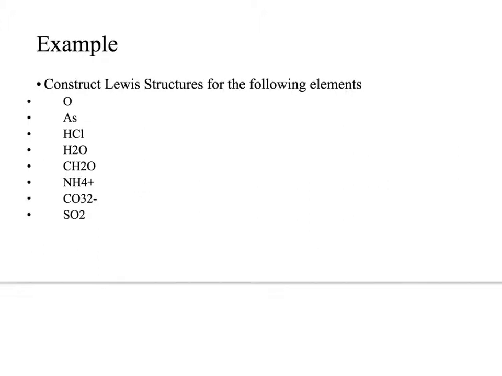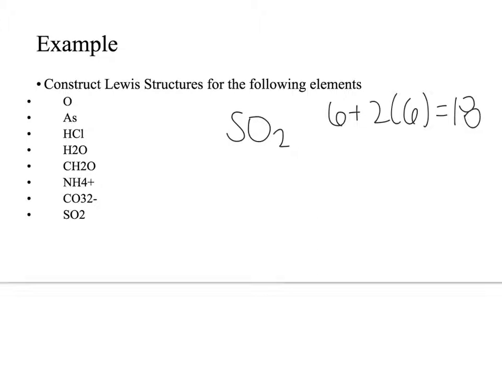For our last one, let's do SO2, which is 6 plus 2 times 6, which is 18. S, O, O. So that's 2, 4, 6, 8, 10, 12, 14, 16, 18. We're still missing 1, so we need a double bond. There you go. That's SO2.